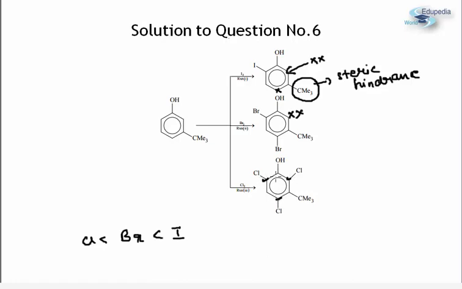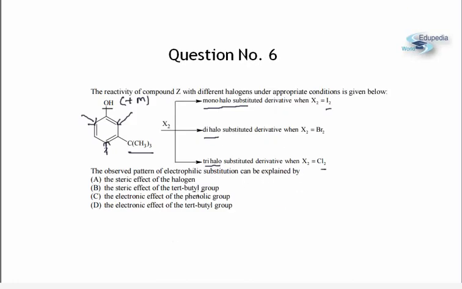So if we again go back to the question, the observed pattern, that is the product which we already know, is it explained by the steric effect of the halogen? Definitely yes. Why? Because we were not substituting iodine over here because of its large size. The steric effect of the tertiary butyl group, definitely yes, because of the large size of the tertiary butyl group, there is a considerable amount of steric hindrance over here.